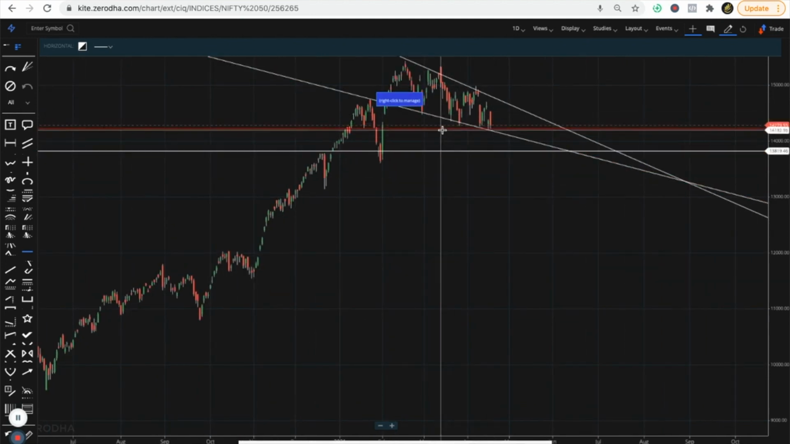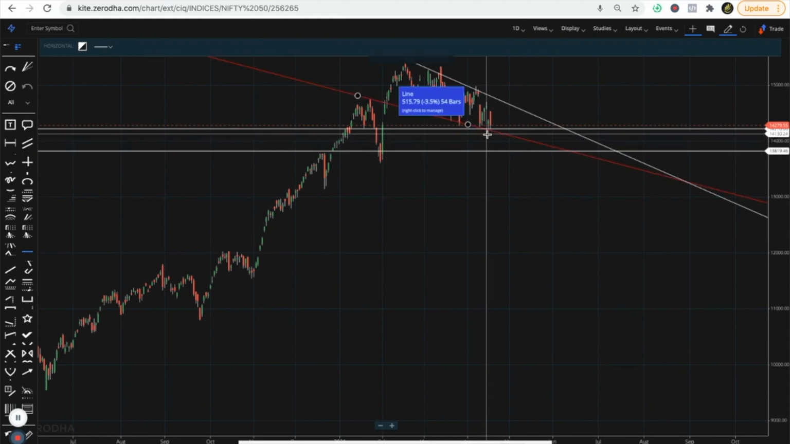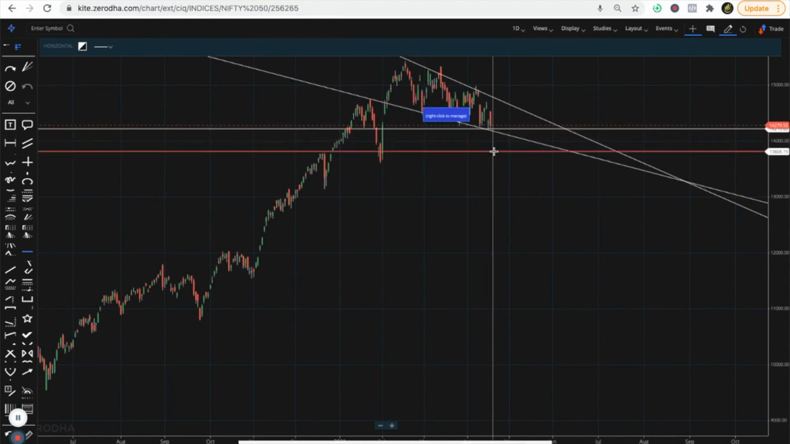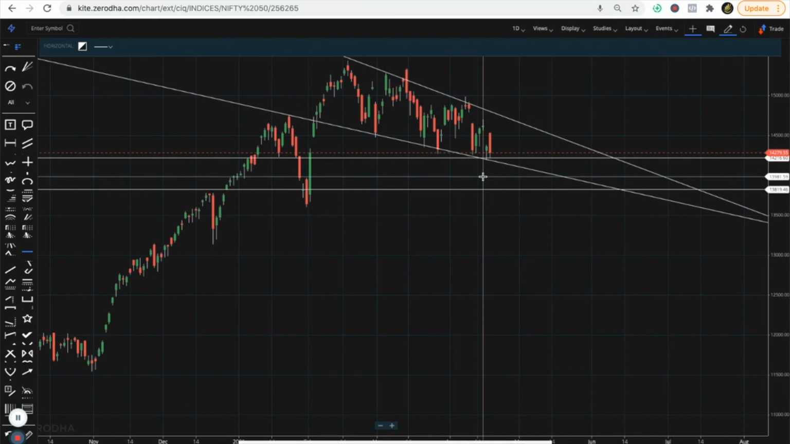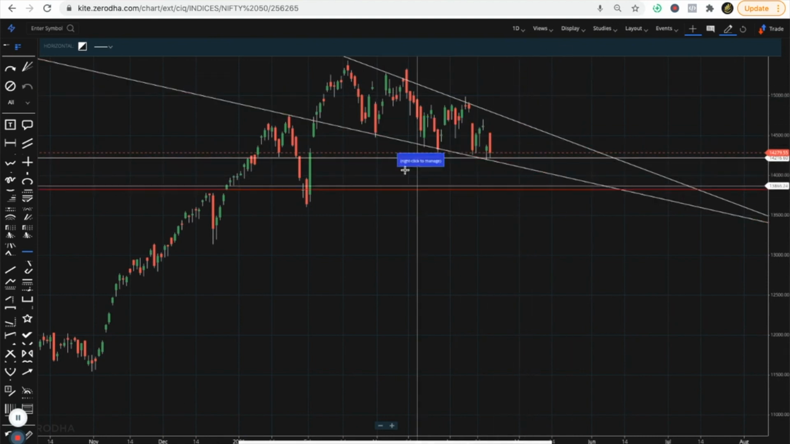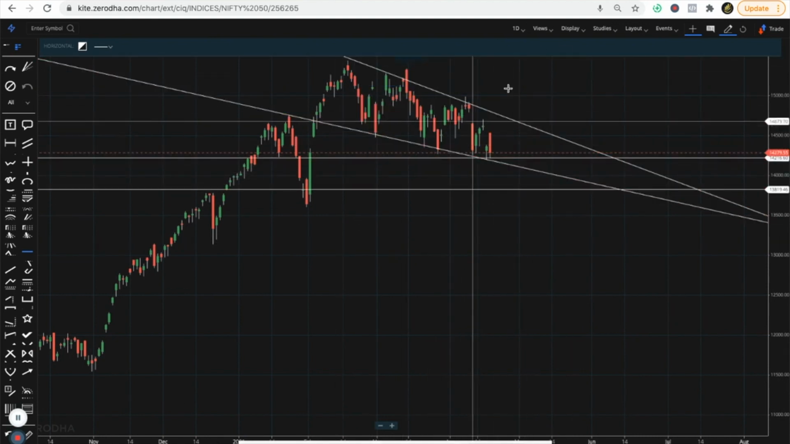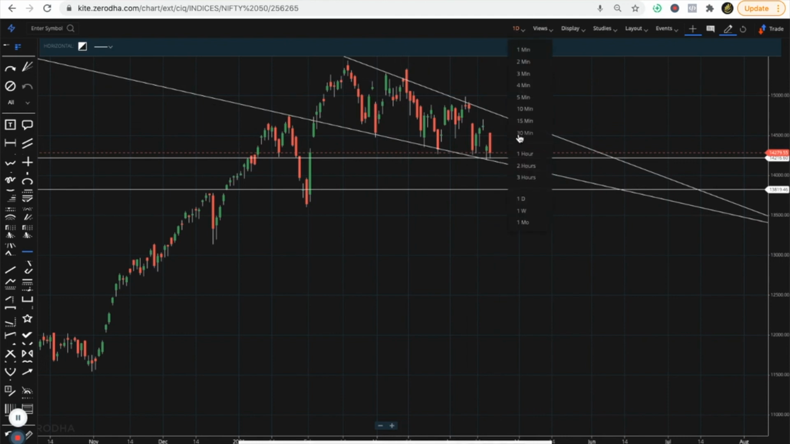Why? Because this is a support that is being validated. If this manages to break, you can expect the price to move towards the next level. Fine. So this is what we have actually just tried doing in the chart of Nifty. Okay, sir.